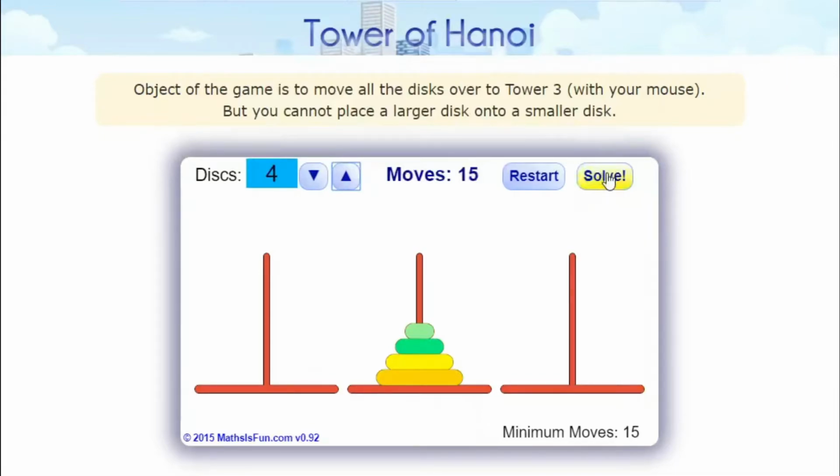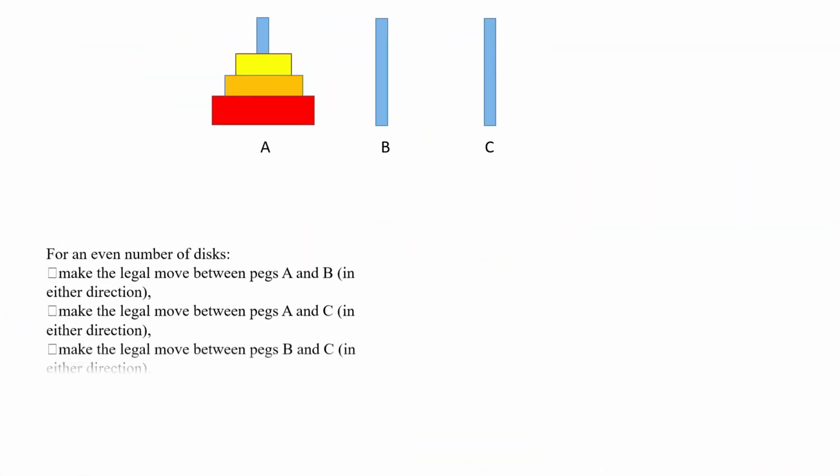But what if there are 4 discs or even more? Actually, there are solutions to solve any number of discs for Tower of Hanoi. That is a simpler statement of the iterative solution. For an even number of discs.